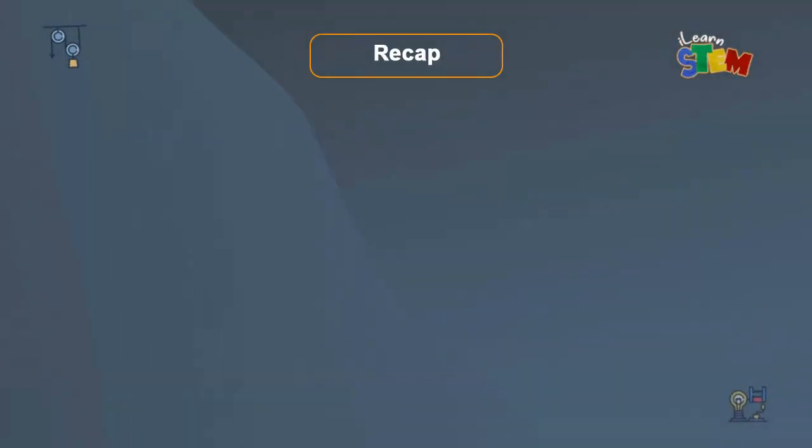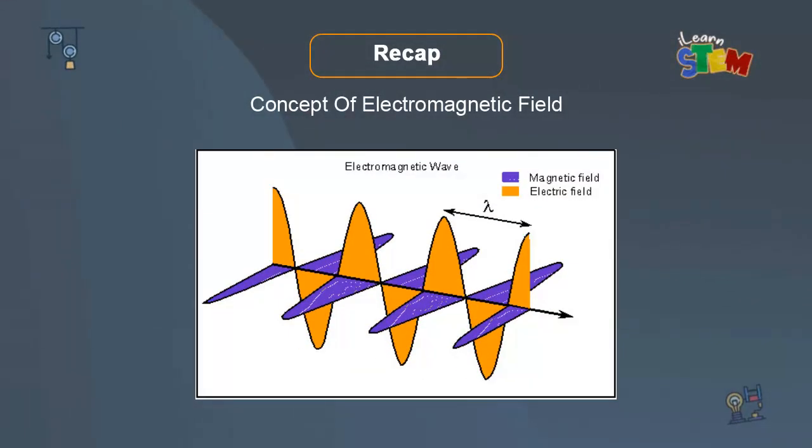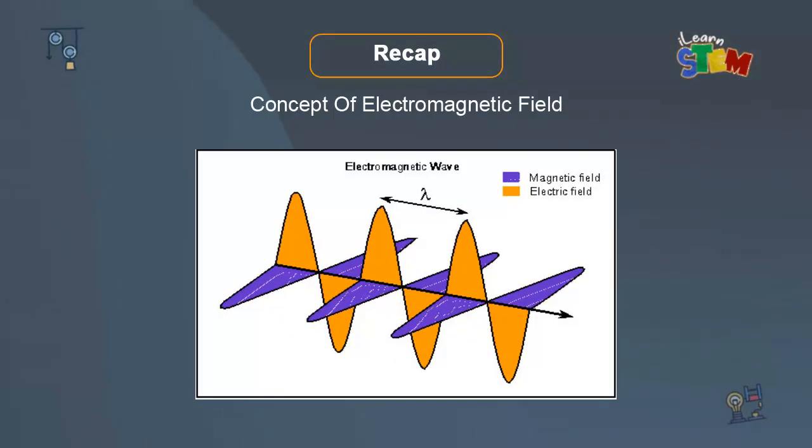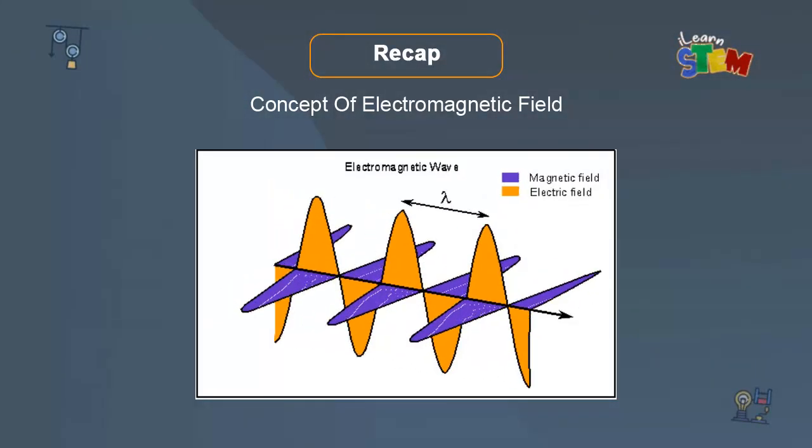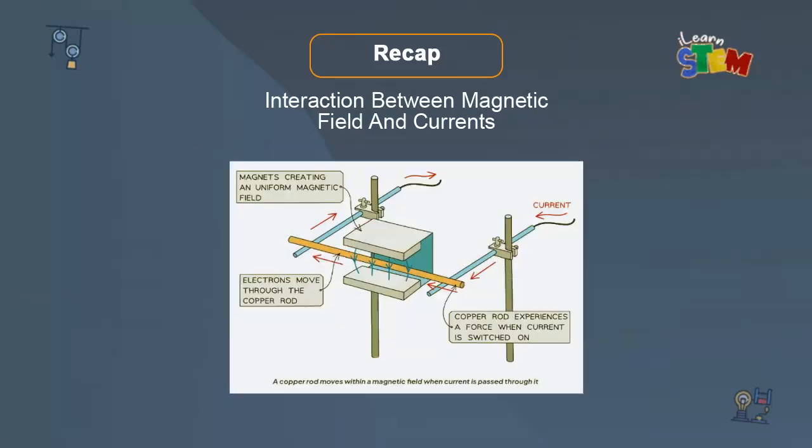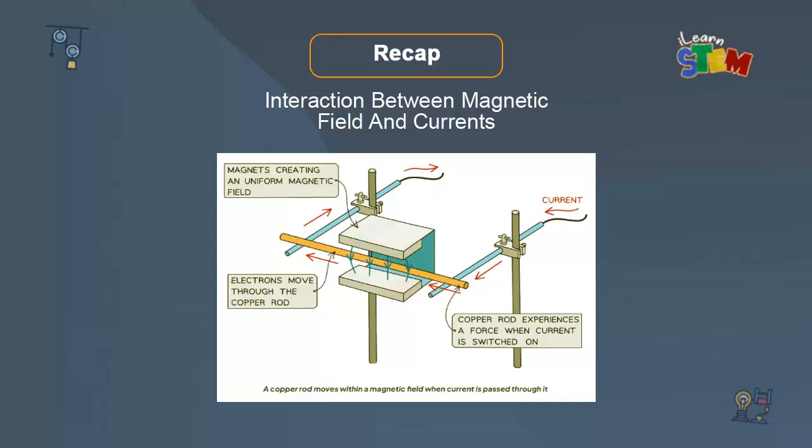In our last class, we explored two major concepts. First, an electromagnetic field, which is created when electric and magnetic forces work together. For example, when electric current flows through a wire, it produces a magnetic field around it. Secondly, we also discussed the interaction between magnetic field and currents.